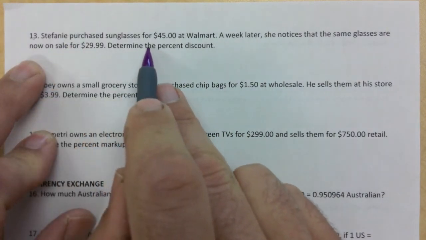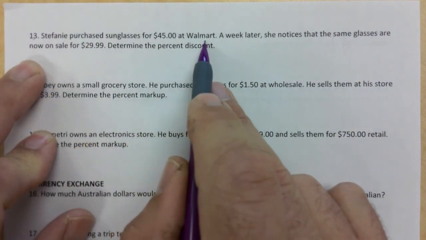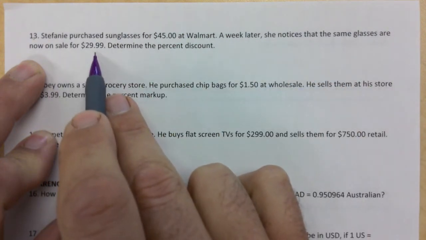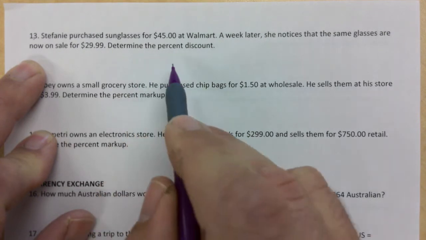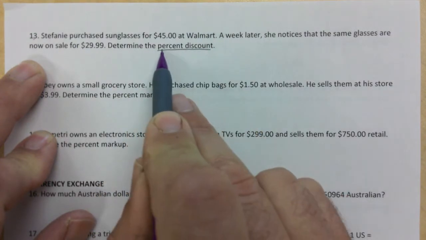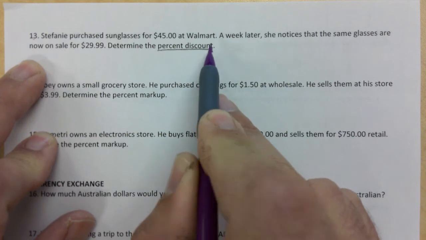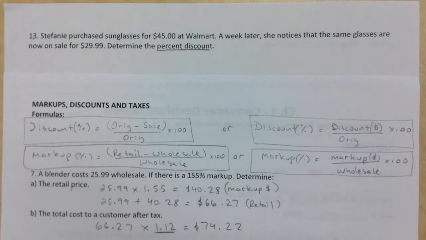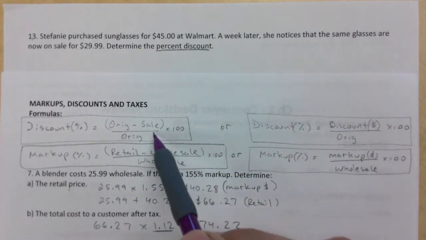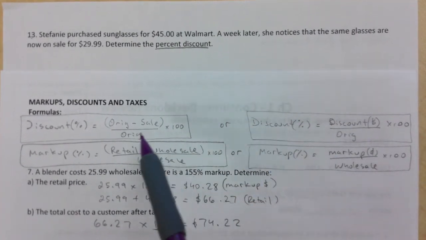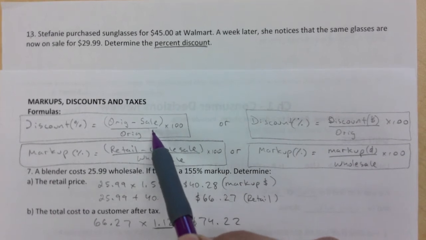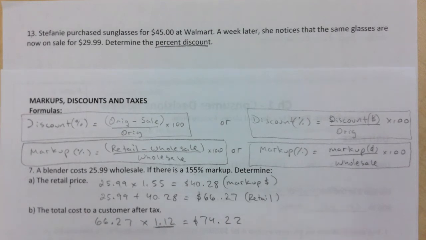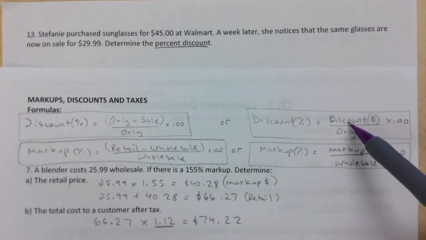So Stephanie purchased sunglasses for $45 at Walmart. A week later, she notices that the same sunglasses are now on sale for $29.99. Determine the percent discount. Okay, that's the important part here. They want the percent discount, and I would like you to look at the formula, right? If it's the percent discount, we're going to use one of these variations. I'm going to use this one right here. This is my preferred one because you need to subtract. Very rarely will they tell you what the discount is in dollars, okay?